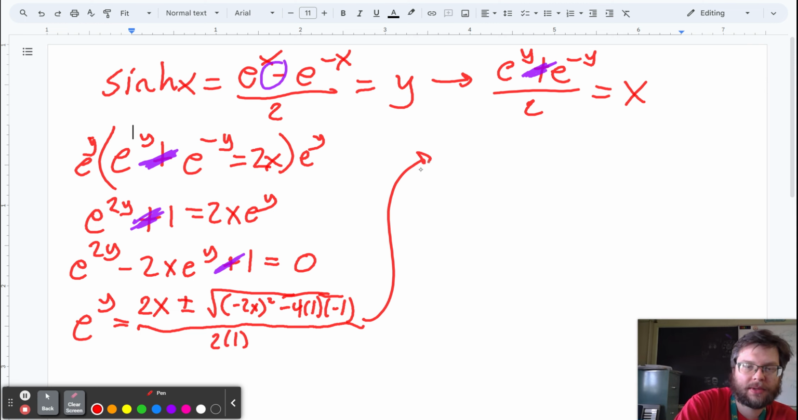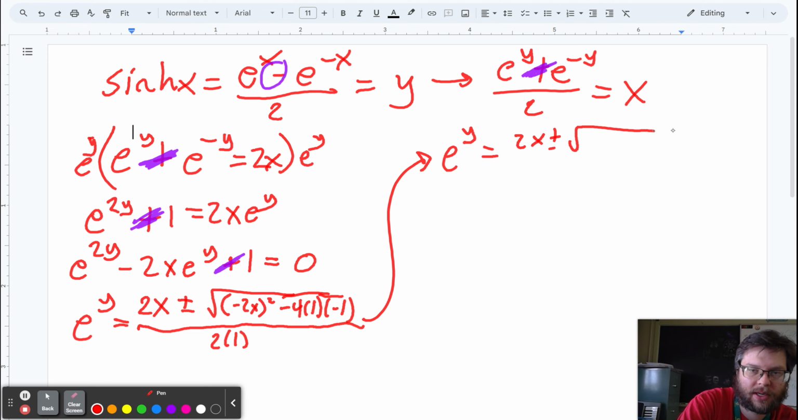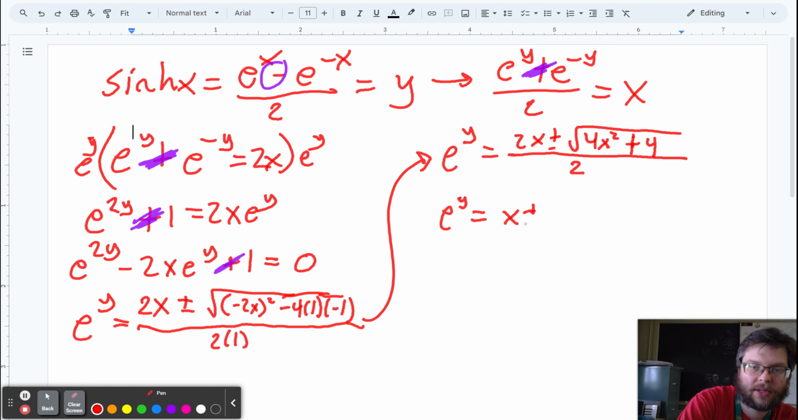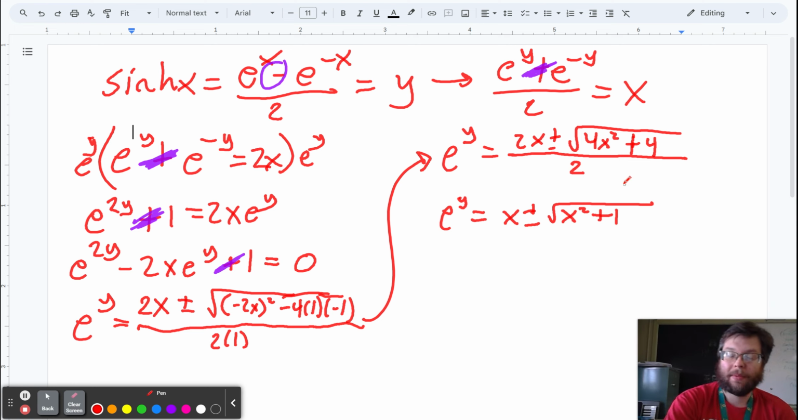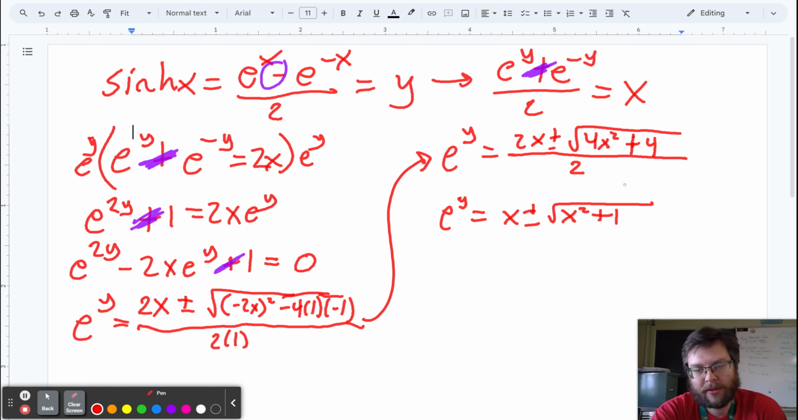If I pull that up here for just a little more space, I have e to the y equals 2x plus or minus the square root of 4x squared plus 4, all divided by 2. And so I can simplify that down to e to the y equals x plus or minus the square root of x squared plus 1. You might be wondering where that last step came from. Well, the square root of 4 is 2, and both of the pieces on the inside of the square root had a 4. So I factored out the square root of 4 and then canceled it with the 2 on the bottom.